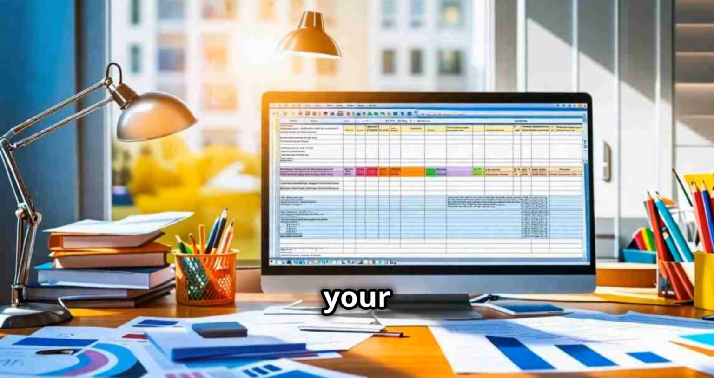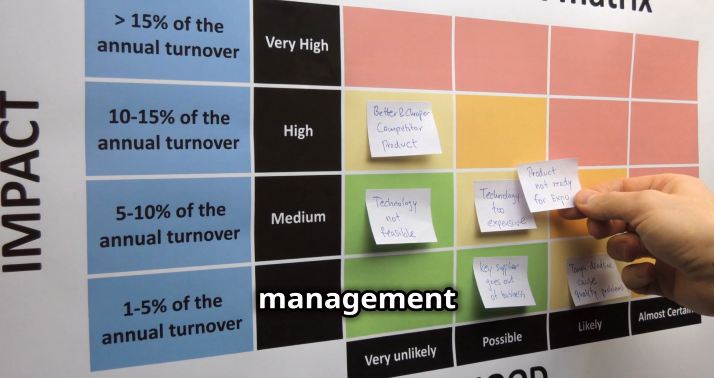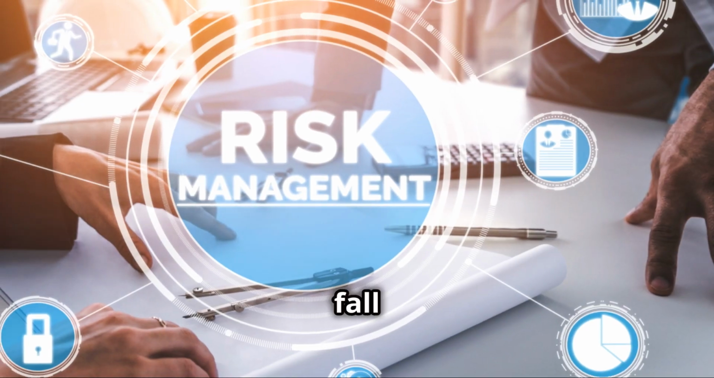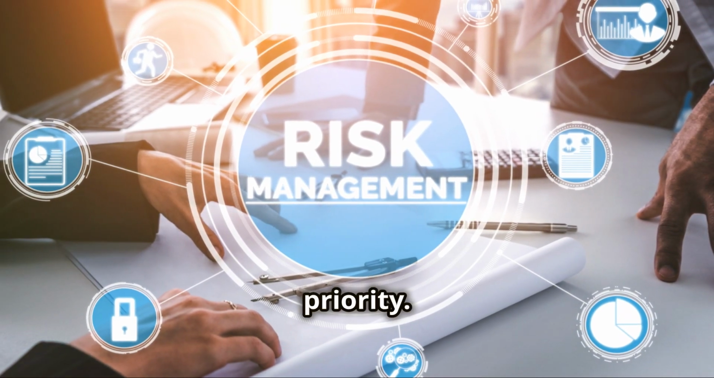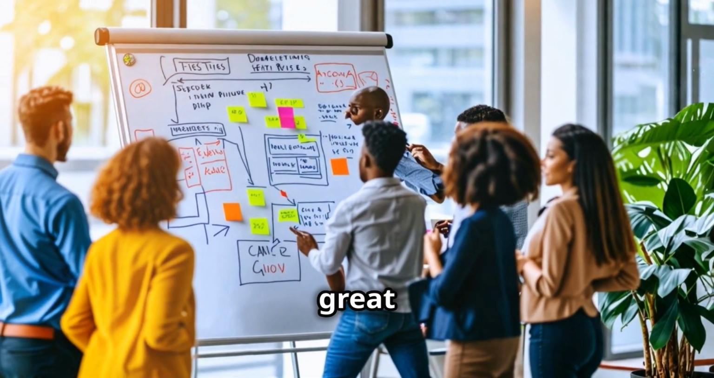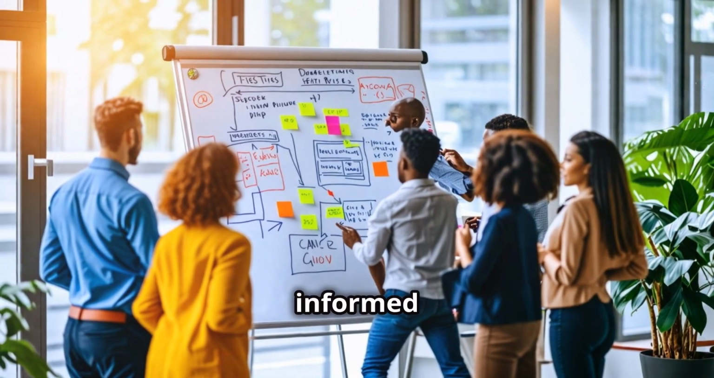Once you've identified your risks and plotted them on the matrix, you can start to prioritize your risk management efforts. Risks that fall into the high likelihood, high impact category should be your top priority. The risk matrix is a great tool for facilitating discussions about risk and helping your team make informed decisions.